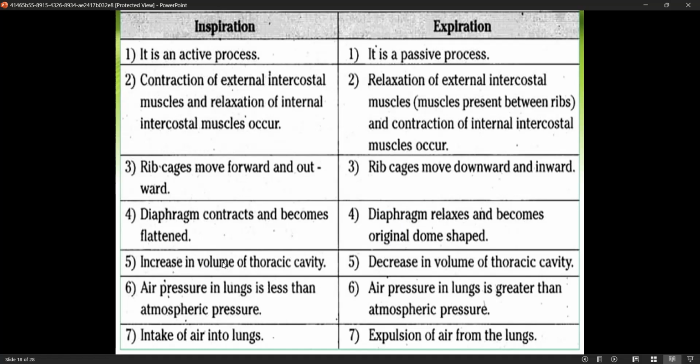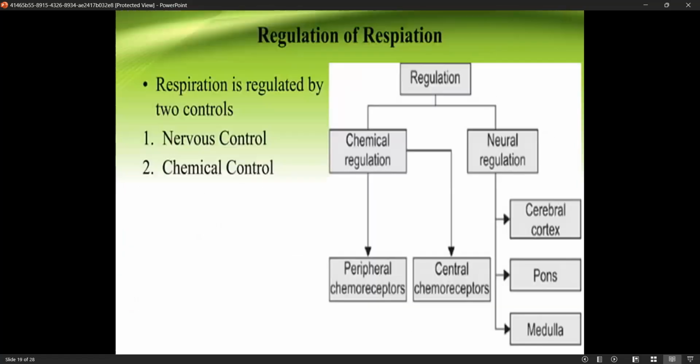Also, in inspiration, there is an increase in the volume of the thoracic cavity, which creates space for air to enter. And in expiration, there is a decrease in the volume of the thoracic cavity. Also, in inspiration, air pressure in the lungs is less than atmospheric pressure, and in expiration, air pressure in the lungs is greater than atmospheric pressure. Next, in inspiration, obviously, there is intake of air into the lungs, and in expiration, expulsion of air from the lungs. So that's how inspiration and expiration go on in our body.